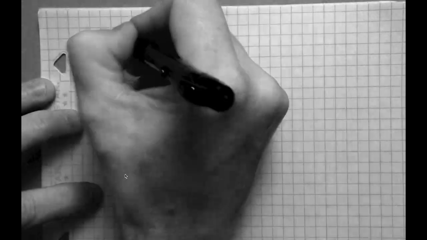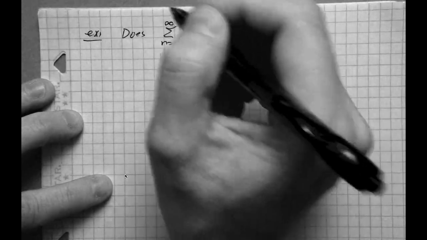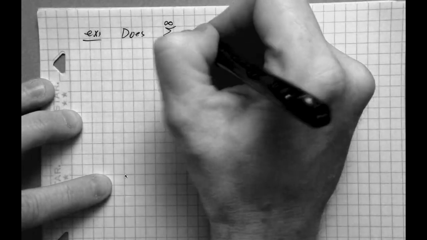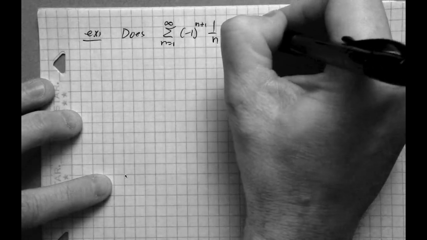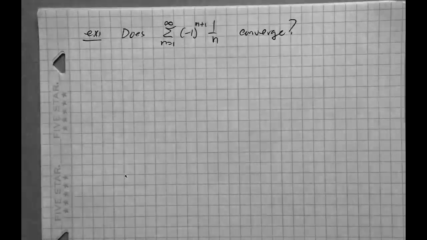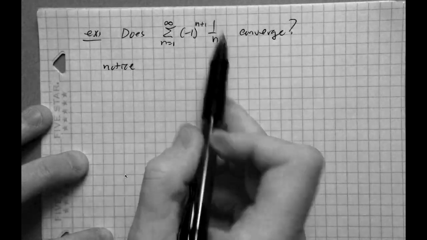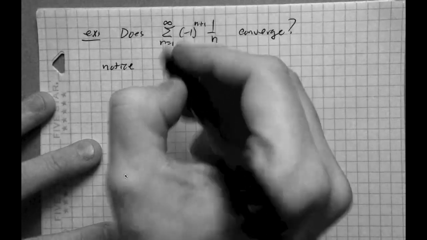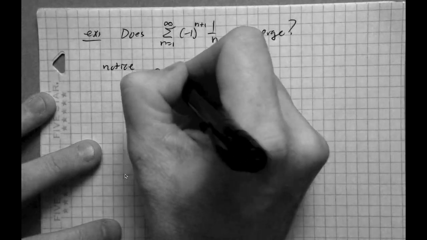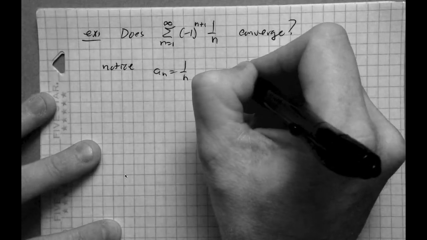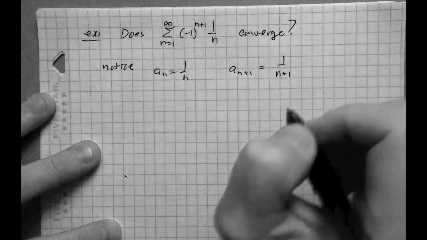Okay, so here's the question. Does the series n equals 1 to infinity of negative 1 to the n plus 1 power times 1 over n converge? Does this converge? Well, notice, this is a p-series. So notice that you've got your a of n equals 1 over n, and your a of n plus 1 is equal to, obviously, 1 over n plus 1.